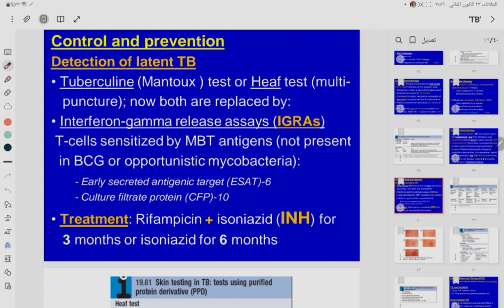Okay, so this will measure the interferon gamma, the amount of interferon gamma that's released by the sensitized T cell in response to the TB antigen. And they quantify it, so this will give you a hint about that. Treatment of latent TB: rifampicin and isoniazid for 3 months, or isoniazid monotherapy for 6 months. Next.